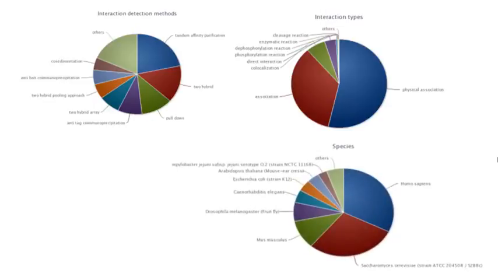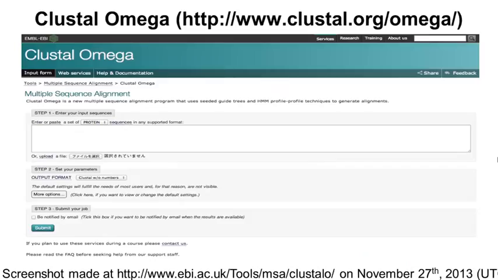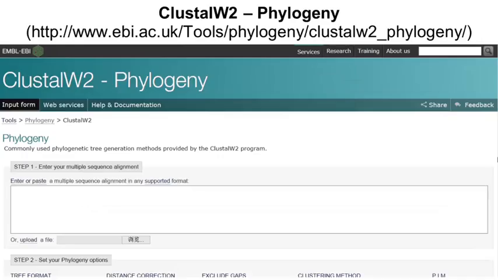The species with the most data available are human, yeast, and mouse, followed by fruit fly, C. elegans, E. coli, and Arabidopsis. This is probably not surprising, as these are some of the most widely studied species. A useful tool maintained by EBI is Clustal Omega for multiple sequence alignment. It has a nice web-based user interface that is fairly easy to use. A related tool is ClustalW2 for phylogeny. It can generate phylogenetic trees given a set of input sequences based on the ClustalW2 algorithm.